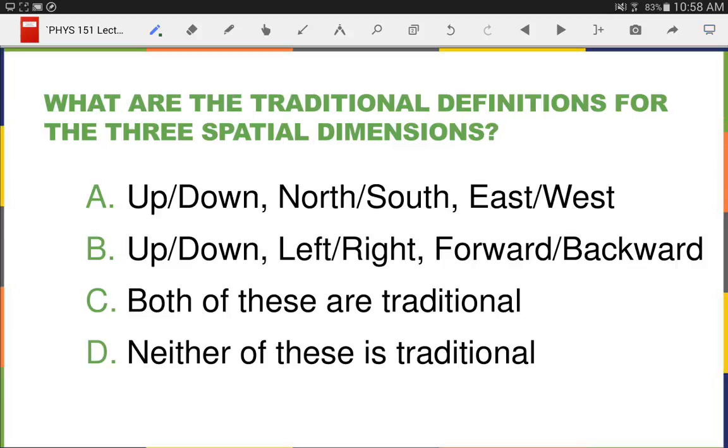All right, and what are the traditional definitions for the 3 spatial dimensions? By the way, am I the only one that's annoyed that spatial is spelled with a T rather than a C? I mean, we talk about space, it just seems right.